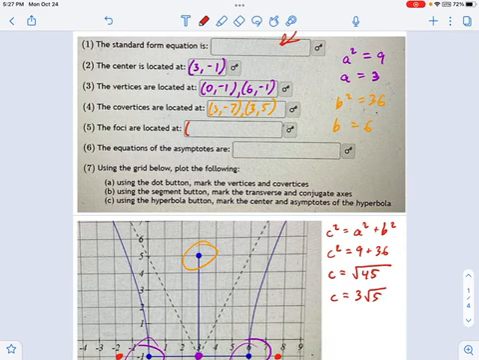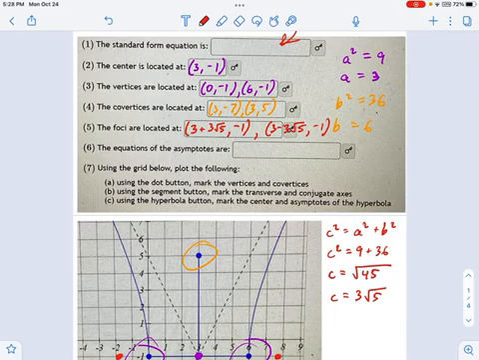So the first one is going to be located at the center, so x equals 3 plus 3 radical 5. The y value stays the same. And the second one is going to be located at 3 minus 3 radical 5. Again, the y value stays the same.